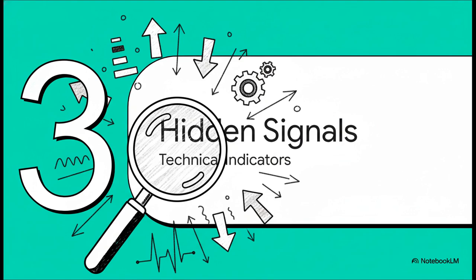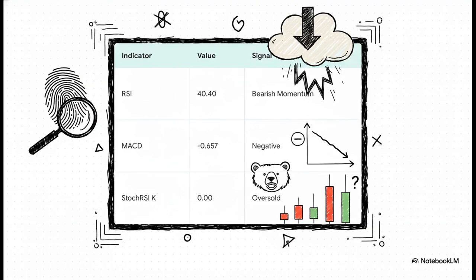Okay, so we've looked at the obvious evidence. Now it's time to pull out the magnifying glass and look for the hidden signals. These are the technical indicators that can show us underlying momentum and pressures that you can't really see at first glance. Think of this table as our forensics report. We've got readings from a few key indicators. The RSI, which measures momentum, is signaling bearish momentum. The MACD, which tracks the trend, is negative. The evidence seems to be overwhelmingly pointing in one direction, well, almost.